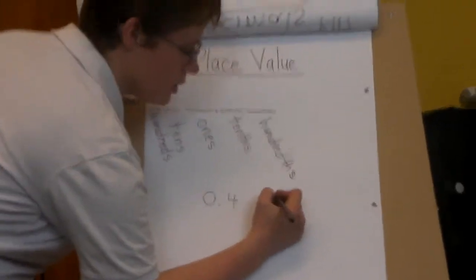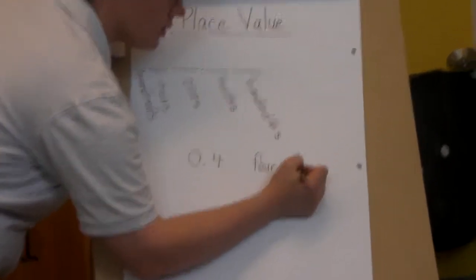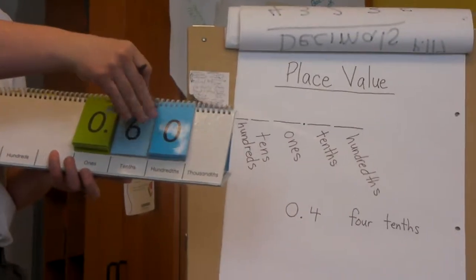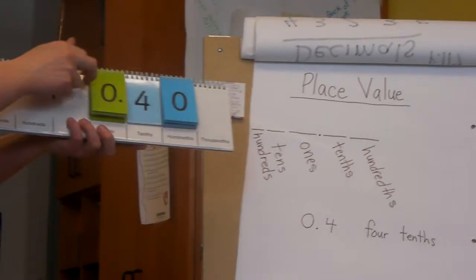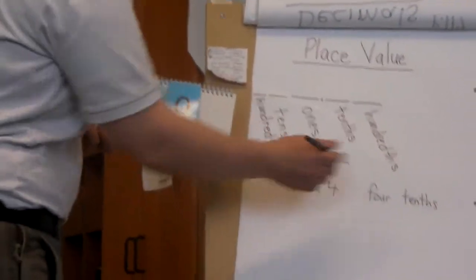4 tenths. Good. And if I were making it on this place value book, you're going to get your own place value book tonight to take home with you, to cut out at home. Not like this, it's a cutout one, but it's the same idea. Okay, 4 tenths.